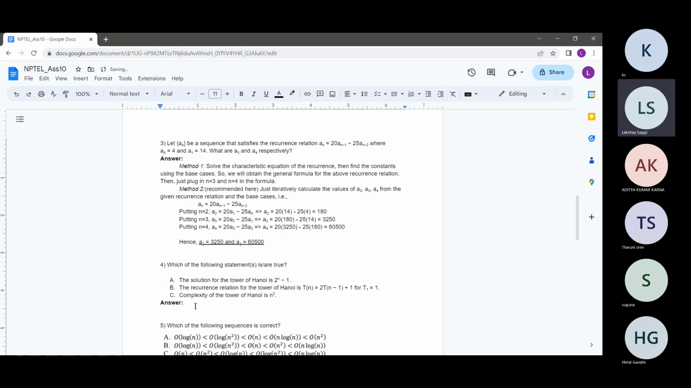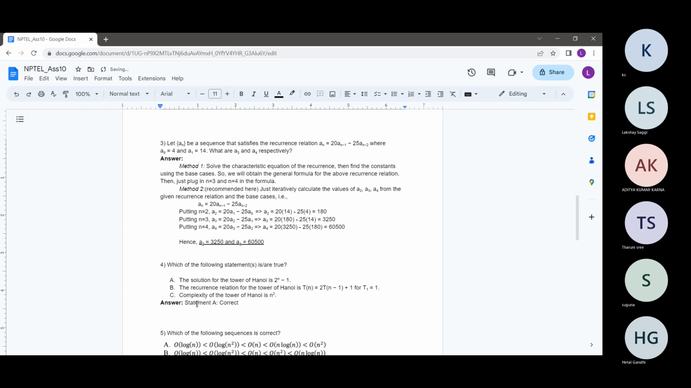It's something related to lectures only. Tower of Hanoi you guys have already seen in the lectures, and I'll assume that you have seen the lectures. It's just a revision based question. Solution for Tower of Hanoi comes out to 2 raised to power n minus 1. If you remember, this was the solution which came out. So statement A is correct.